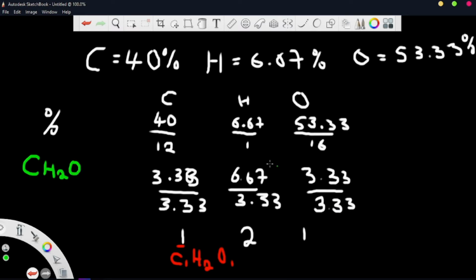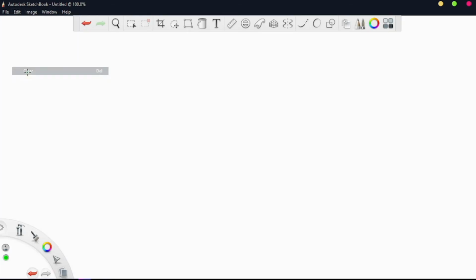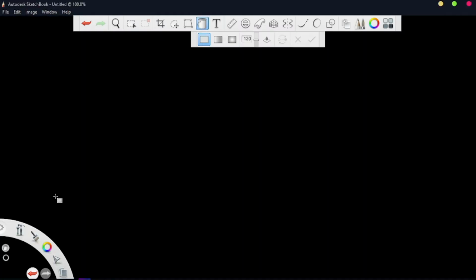So let's try out another question. Let me just clear this and let me get my background to black. Oh, not going to black.